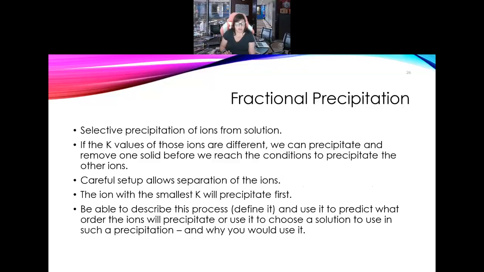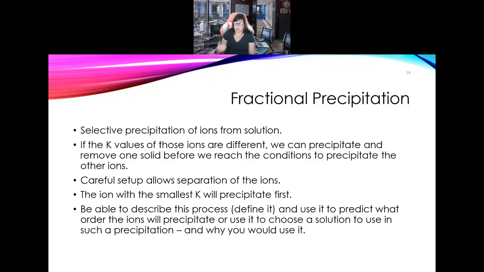Fractional precipitation. Okay, awesome. What does that mean? Well, every single thing that we talk about has a Ksp, right? So I'm going to form a solid, but only when I get to a concentration that's higher than the Ksp value, and all of those are different. Now, how different they are is relevant because I can look at a combination of things in solution and add materials to it to selectively precipitate some of the materials that are in it. If I choose carefully, I can precipitate one ion, remove all of it, and then precipitate another ion and remove all of it. So careful setup allows separation of the ions.